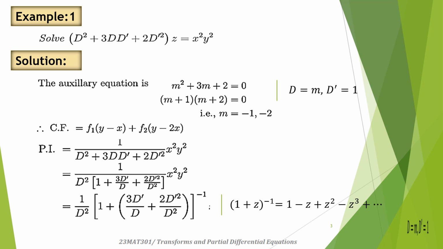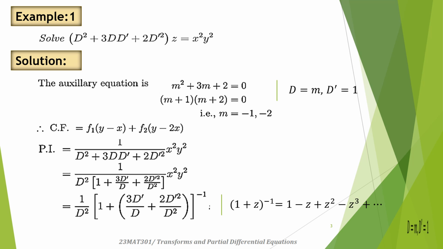Now the D should be in the bottom. Multiply and divide the whole term by D square. If you multiply and divide it, you will get 1 plus 3D dash by D plus 2D dash square by D square, into x square y square. So 1 by D square stays like that, and the bracket would be converted into inverse format. So 3D dash divided by D plus 2D dash square divided by D square I will term as z. I am taking those two terms as a single term z. So 1 plus z to the power minus 1.